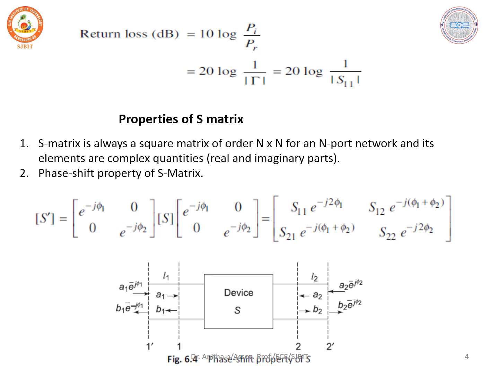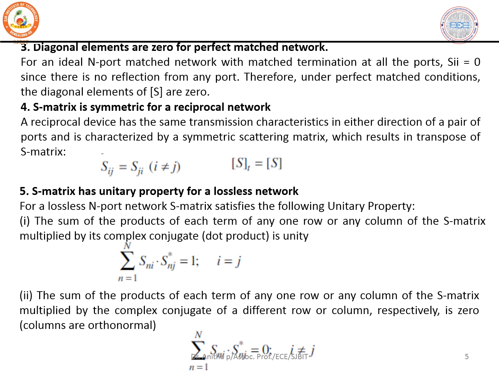Here you have e power minus j2 phi 1 for S11, and here you have e power minus j(phi 1 plus phi 2) for S12, the same phase shift property. This shows the phase shift property. Similarly, the third property of S matrix is that the diagonal elements become 0 for a perfectly matched network.